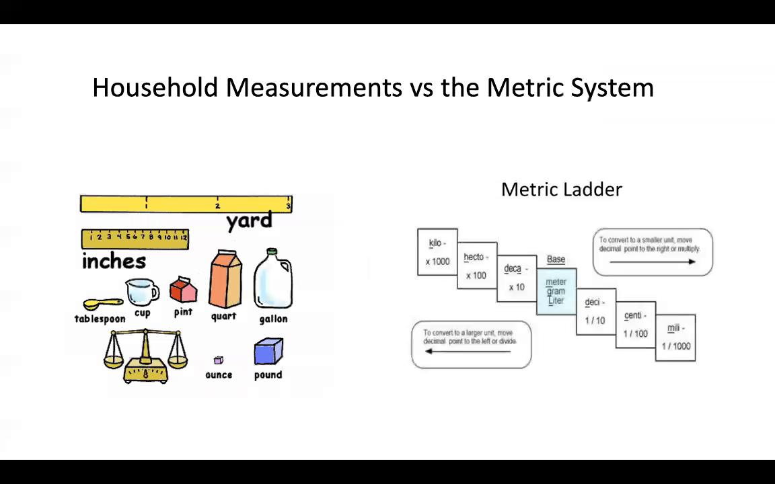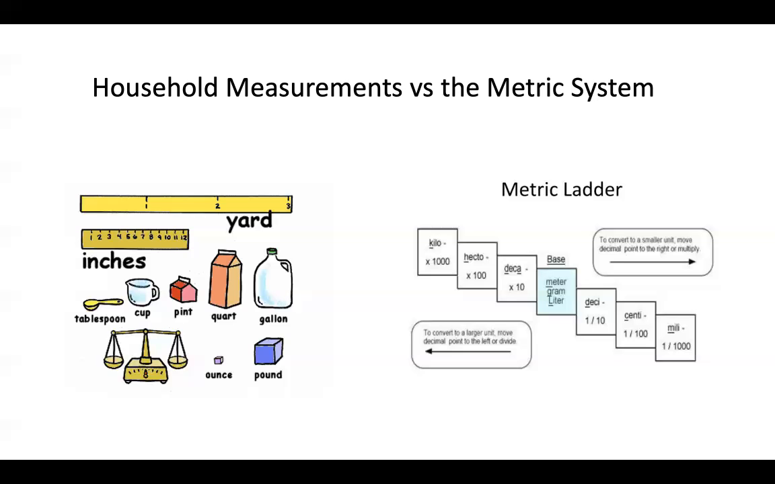Okay, so we'll start by looking at household measurements versus the metric system. Household measurements in the United States, most of the time we use household measurements to indicate length, weight, or volume. That's like inches, tablespoons, cups, ounces, pounds, things like that. But in the medical profession, the measurements are metric. The units of measure for metric are meters, grams, and liters: meters being length, gram being weight, and liters being volume.